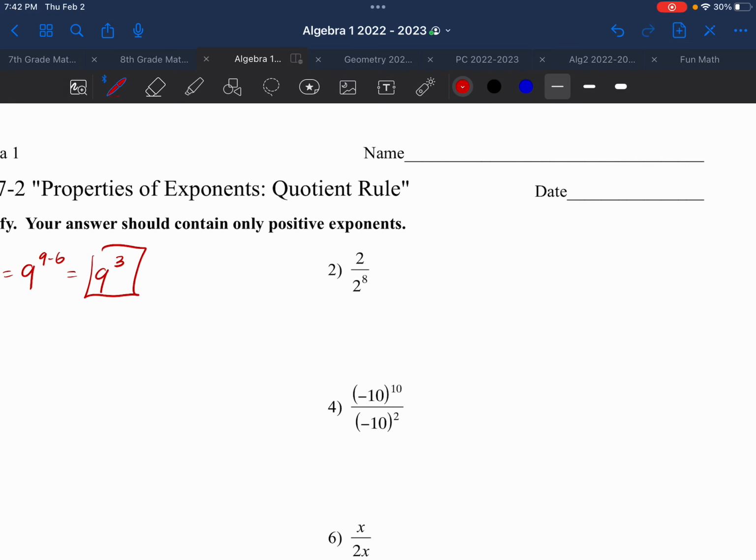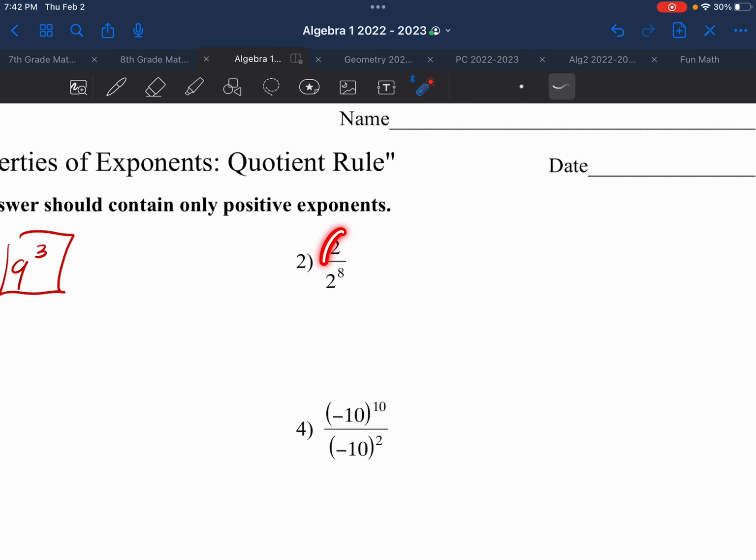Excellent. Number 2, remember if you don't have any power up here, you assume that your power is 1, which means, again, like the previous problem, we have division, which means it's going to be subtraction with the powers. This is 2 to the power of 1 minus 8. Therefore, this is 2 to the power of negative 7.